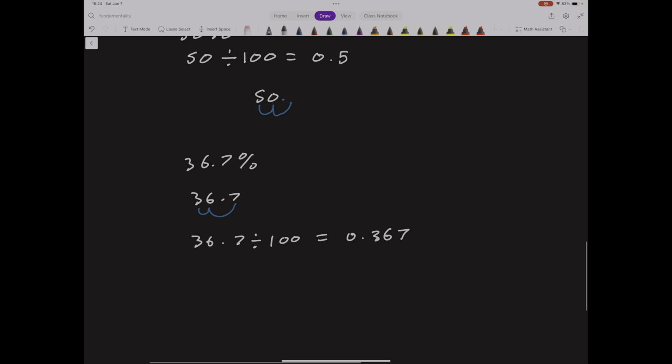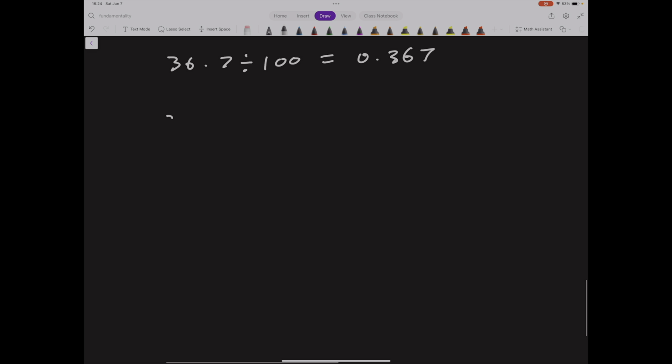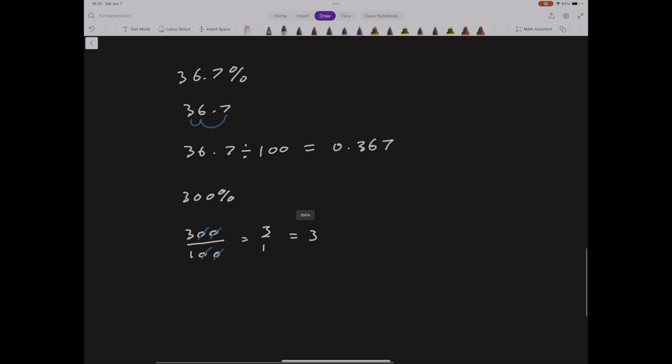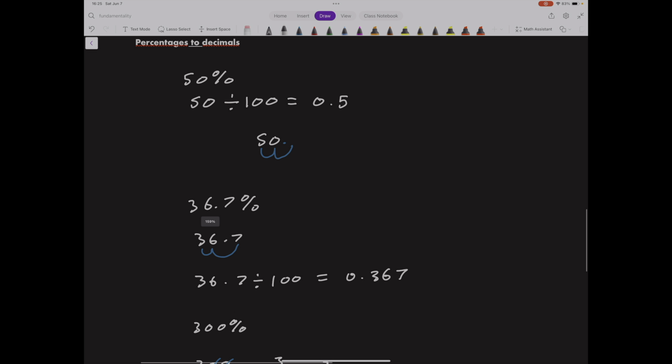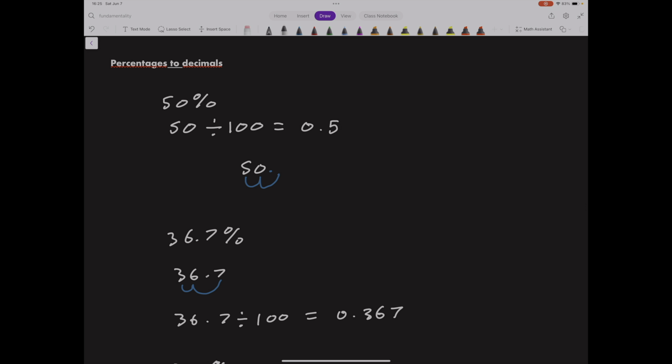0.367. And then we did, what was it, 300%, I believe. And then you're just shifting it 2 places to the right. And then of course you could, if you really wanted, because this does mean divide still, put it as a fraction, and then you'll start seeing these zeros are cancelling. So that's 3/1, which is just 3. Remember that as a fraction, it's exactly the same as division. So in order to convert from percentages to decimals, you're dividing by 100, the opposite of decimals to percentages.